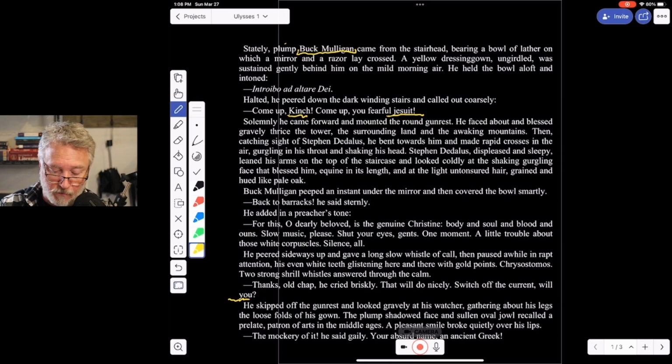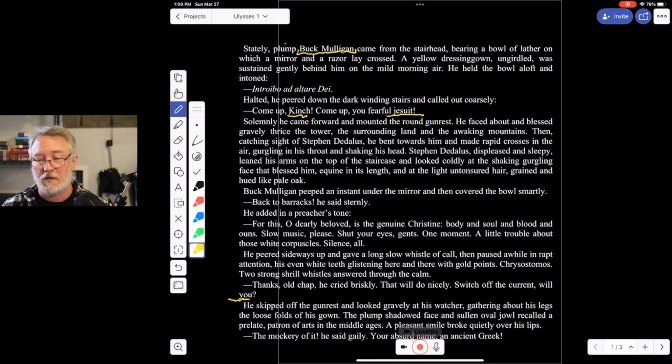He peered sideways up and gave a long, slow whistle of call, then paused a while in rapt attention, his even white teeth glistening here and there with gold points. Chrysostomos. Two strong, shrill whistles answered through the calm. "Thanks, old chap," he cried briskly. "That will do nicely. Switch off the current, will you?"